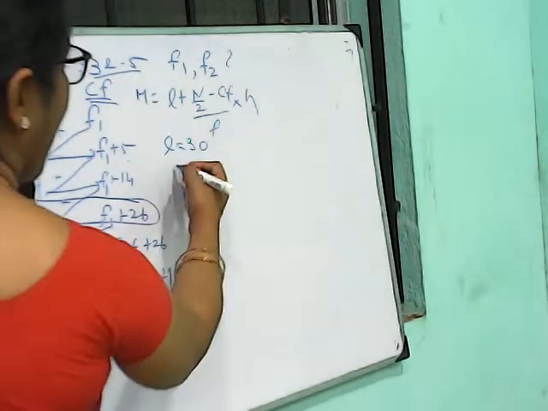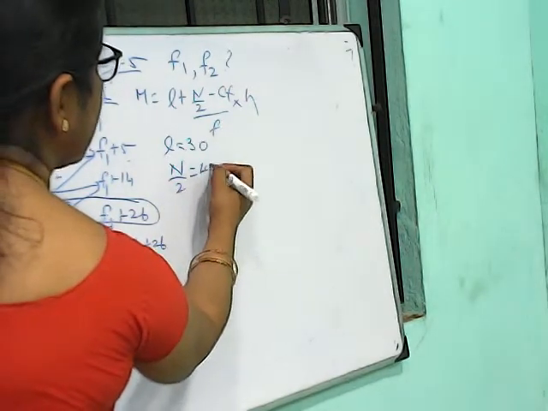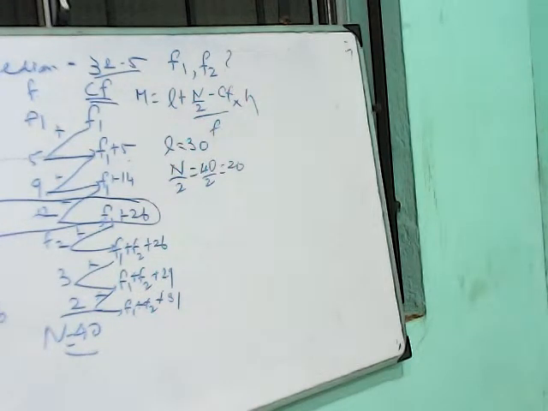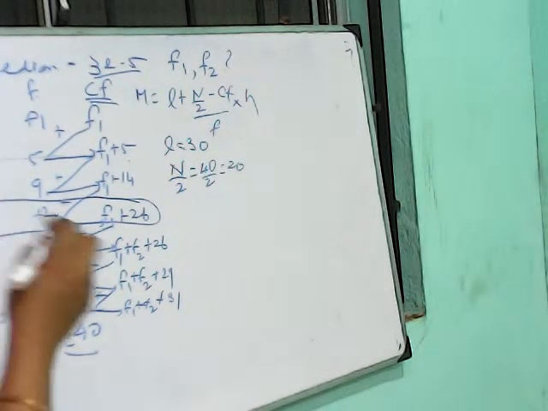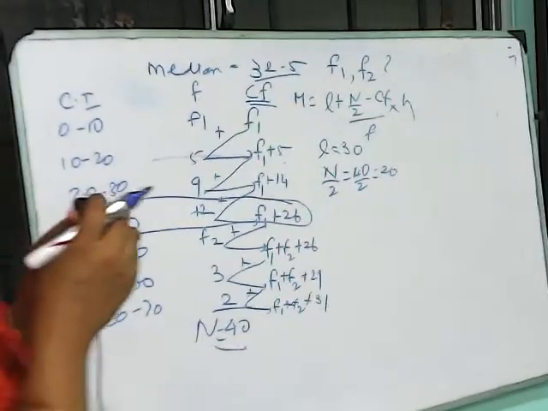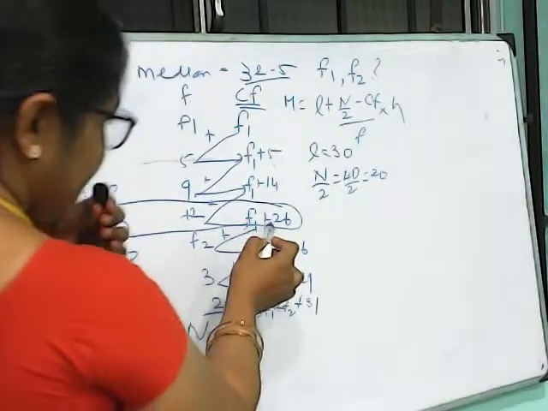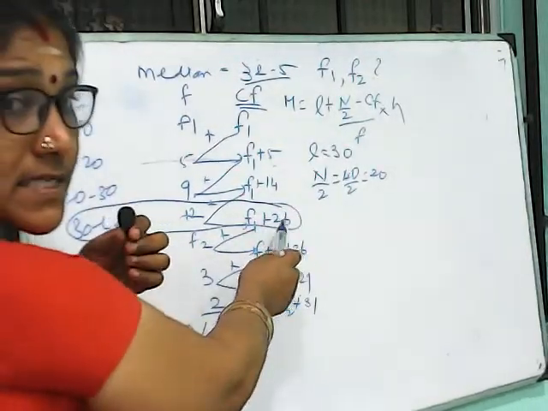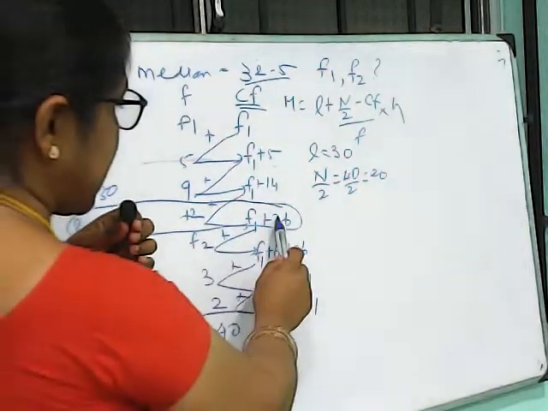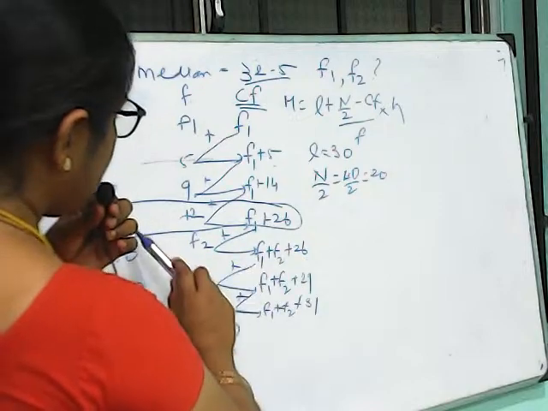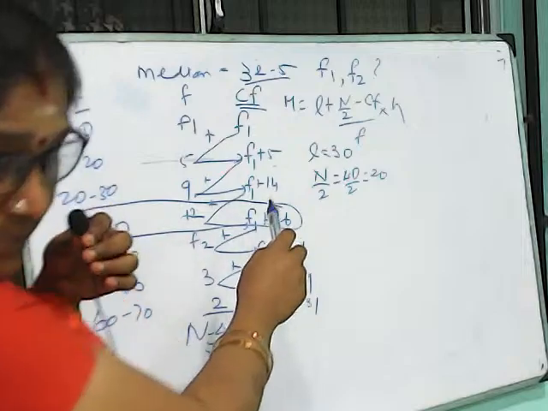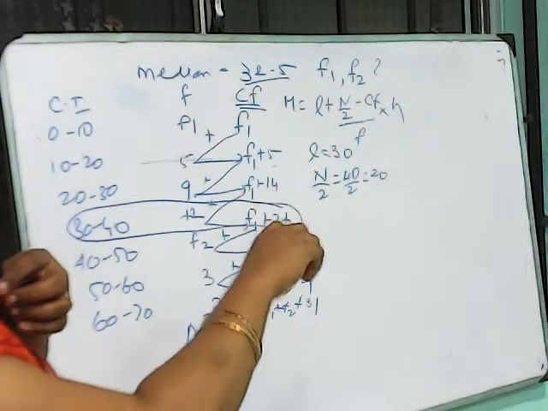Now n. N is equal to 40. So what will be n by 2? N by 2 is equal to 40 by 2, which is equal to 20. Yes, now how will you find the cumulative frequency? Tell me, how does the cumulative frequency come? The upper value of the corresponding class interval is your cumulative frequency. What is the corresponding class here? For 30 to 40, f1 plus 26 is the frequency, so the cumulative frequency is the upper value of this.